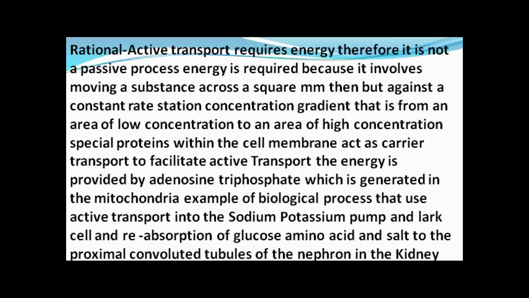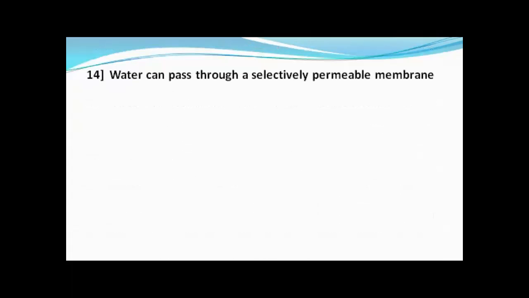The energy is provided by adenosine triphosphate, which is generated in the mitochondria. Examples of biological processes that use active transport are the sodium potassium pump and the absorption of glucose, amino acids, and salt in the proximal convoluted tubules of the nephron in the kidney. So the answer is as we already gave.